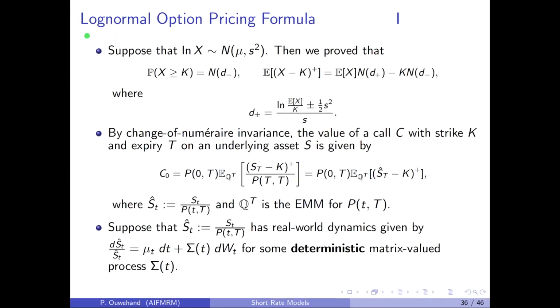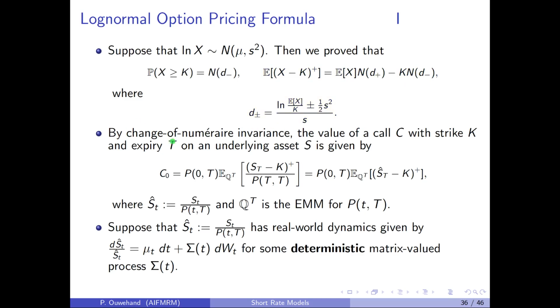Let's briefly review the log-normal option pricing formula that we will need below. Suppose that x is a log-normally distributed random variable, i.e. that the ln of x is normally distributed with mean mu and variance s squared. Earlier we showed that in that case we have the following expressions for the probability that x is greater or equal to k, and the expectation of the maximum of x minus k and 0, where d plus and minus take the following familiar forms.